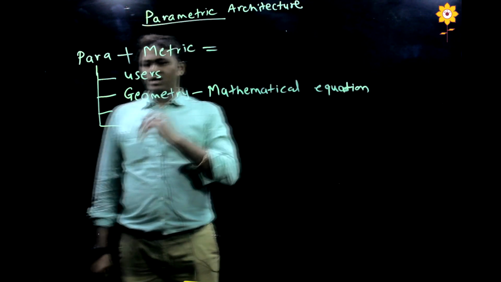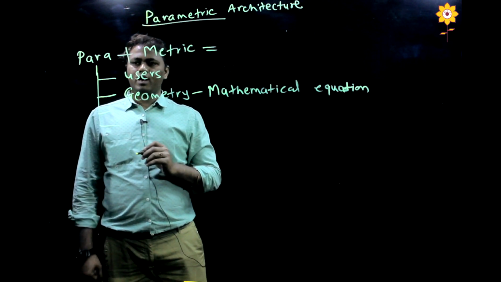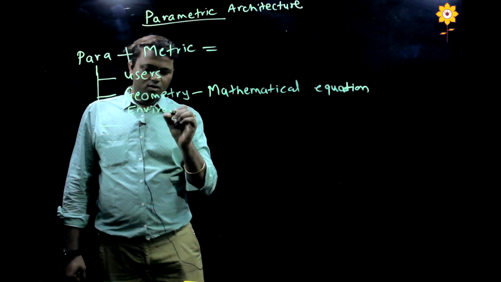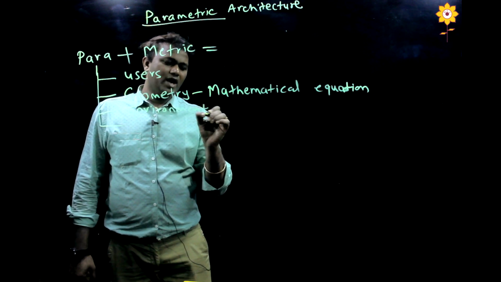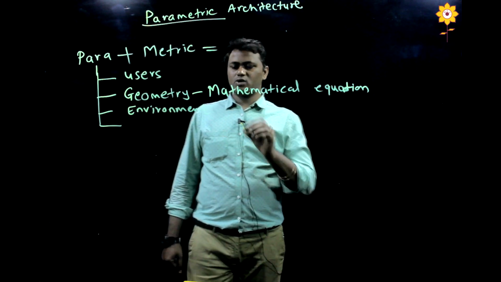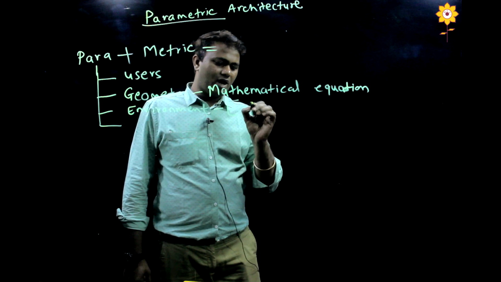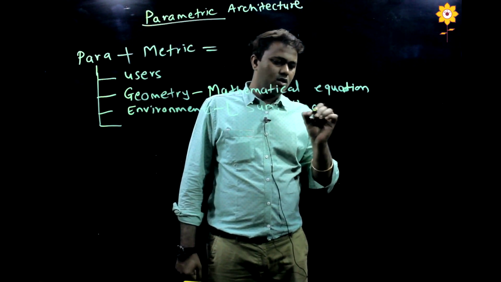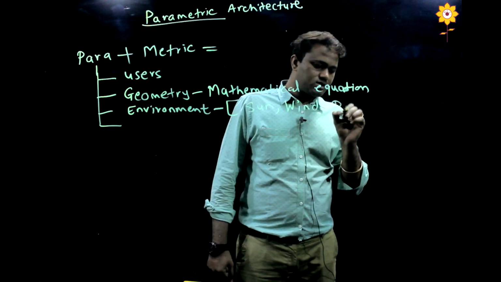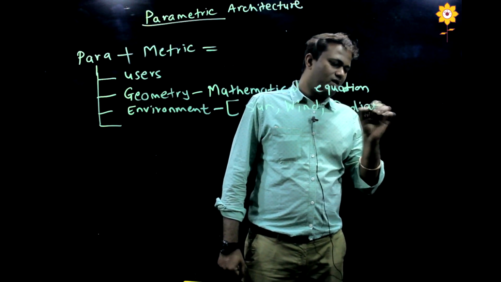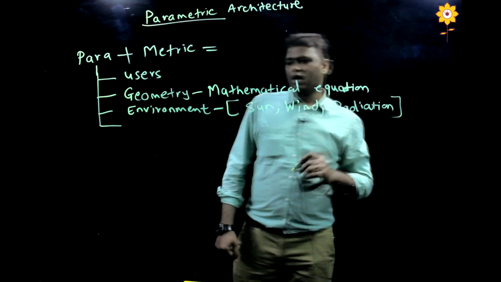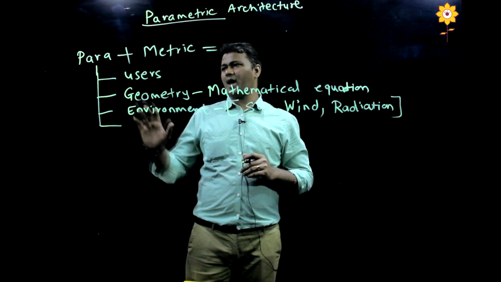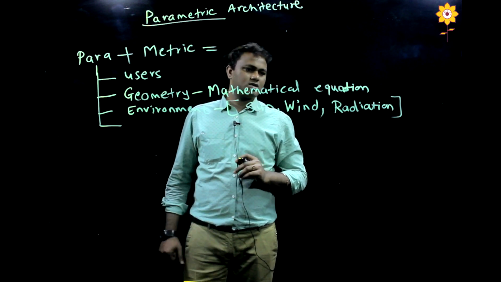Then the next parameter is environmental. So we are taking help of environmental parameters. Basically we are taking help of the sun, the wind, and the radiations, and develop your architecture stream. So these particular parameters are depending parameters.